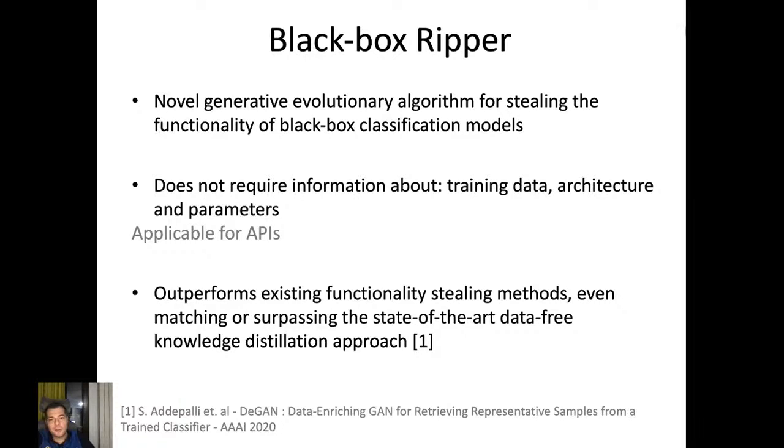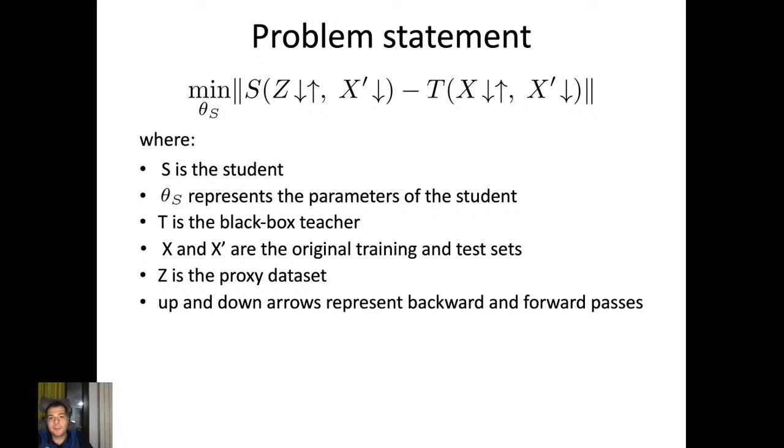Okay, so what we propose is a novel generative evolutionary algorithm that steals the functionality of these black box classification models. It doesn't require any information about the training data, the architecture or the parameters. So it means that it is applicable to APIs. And it also outperforms methods that steal the functionality but are not complete black box models.